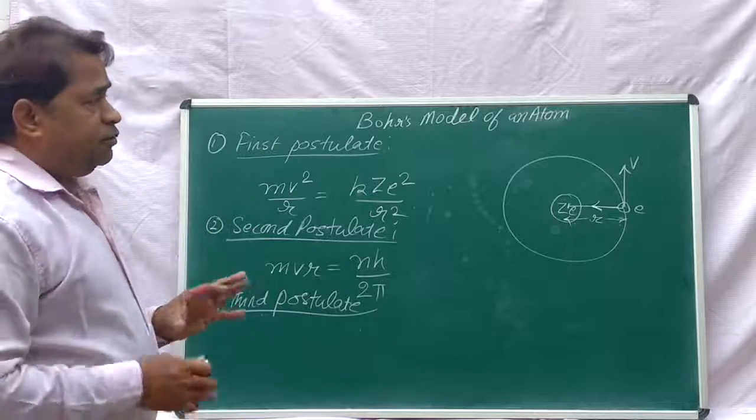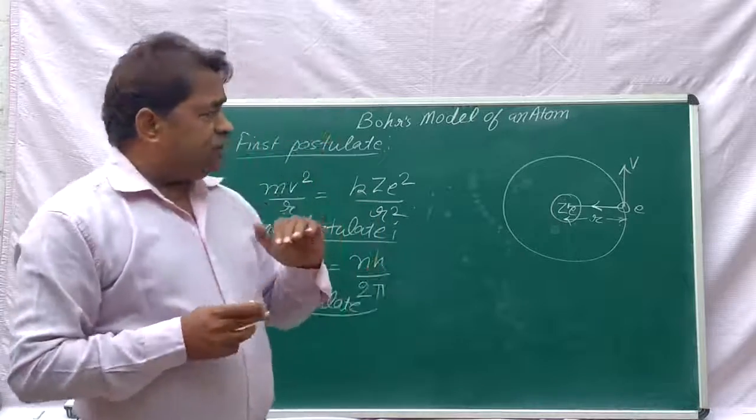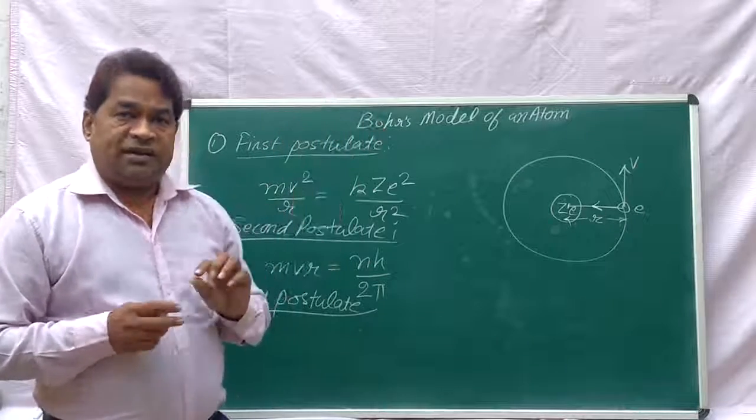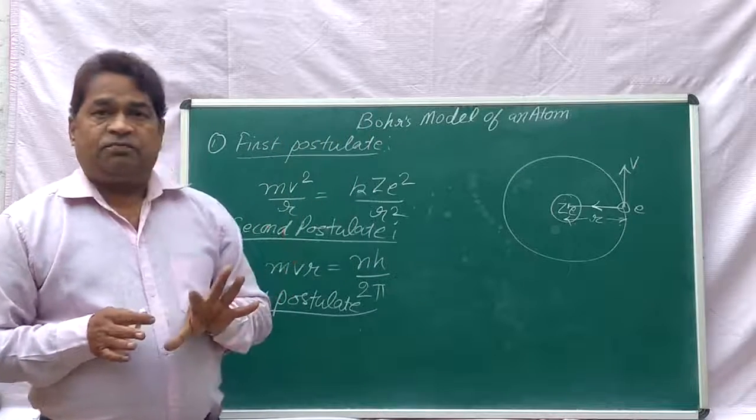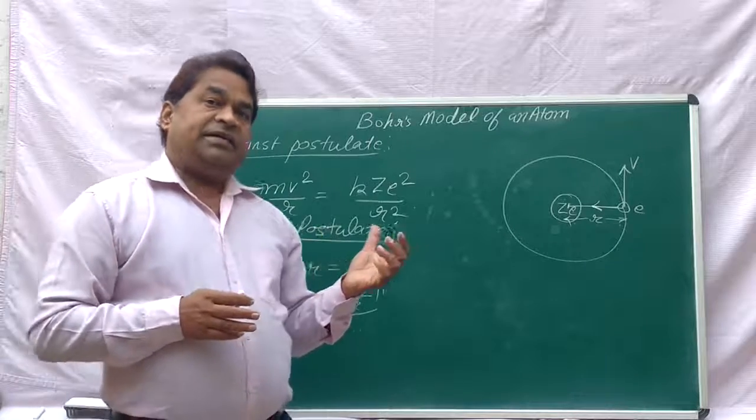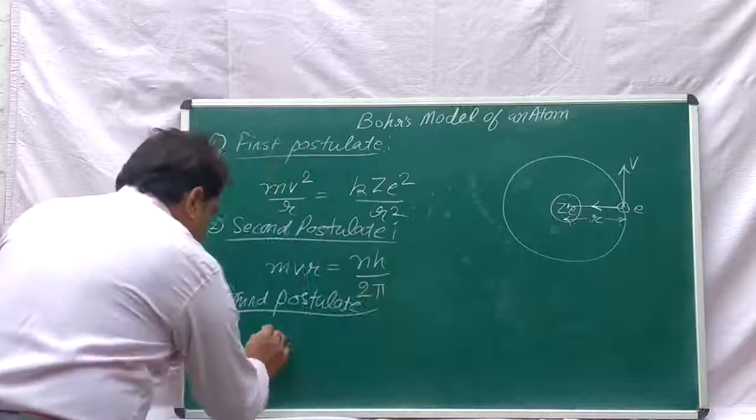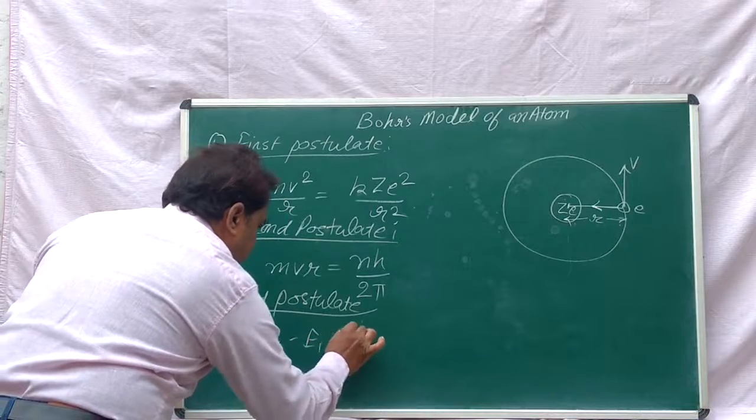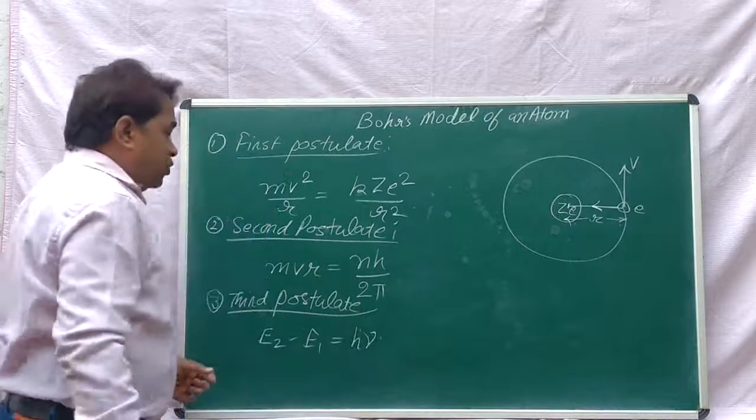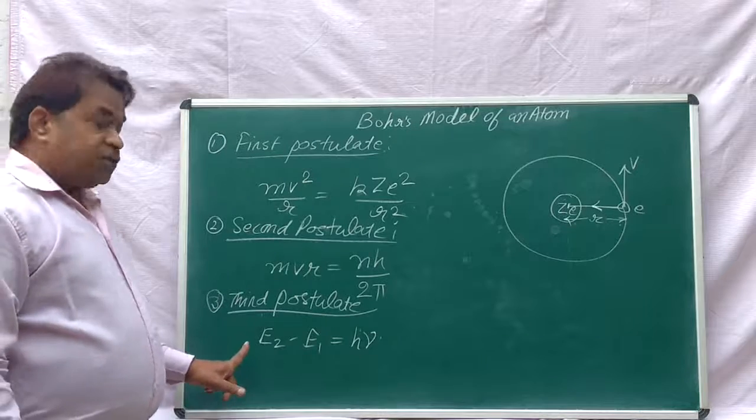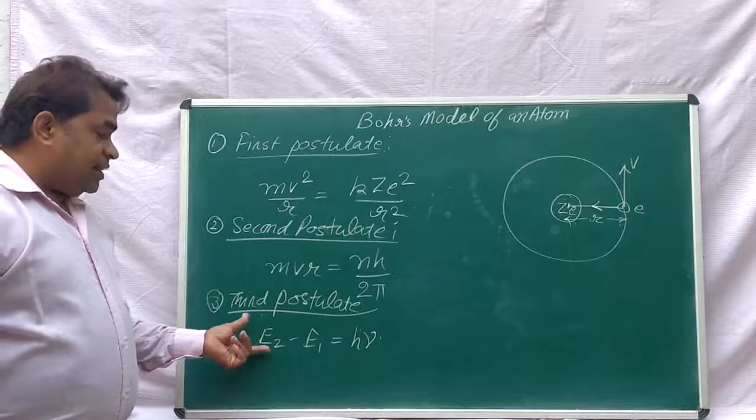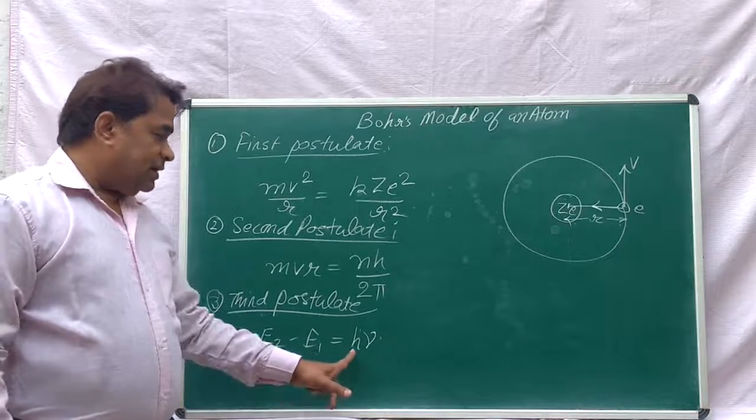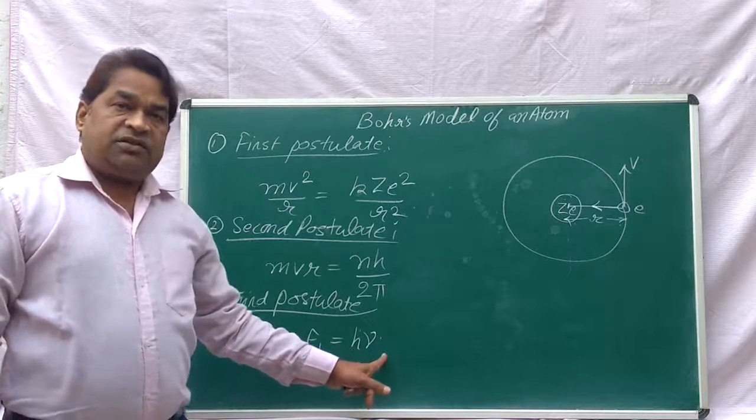According to Bohr, whenever the electron jumps from higher energy levels to lower energy levels, it radiates some energy. The energy radiated is given by E2 minus E1 is equal to h nu. This is the third postulate. Here E2 is the energy of the higher orbit and E1 is the energy of the lower orbit, h is Planck's constant and nu is the frequency of light.